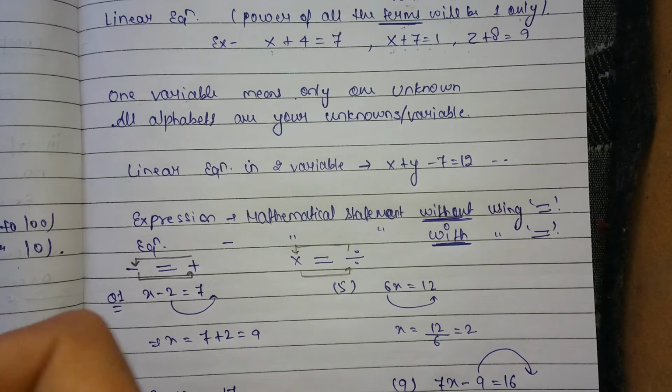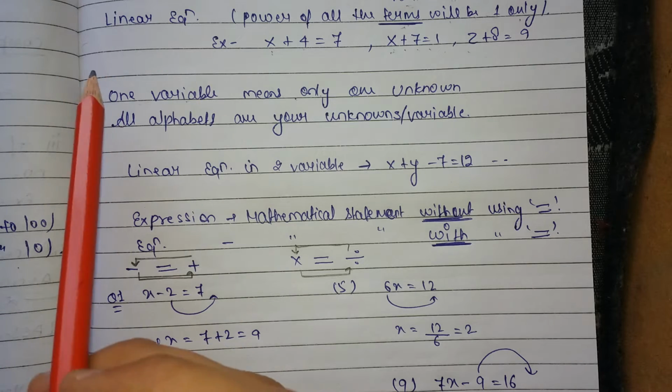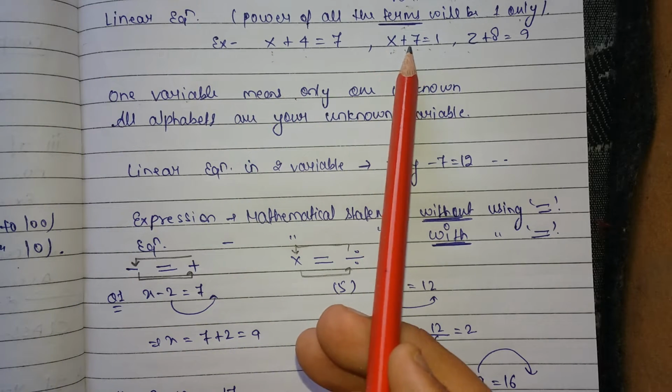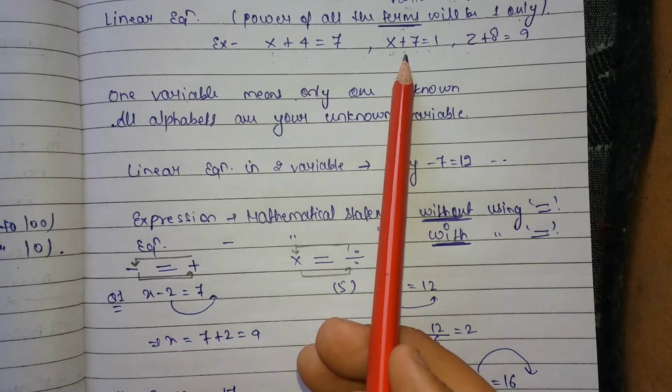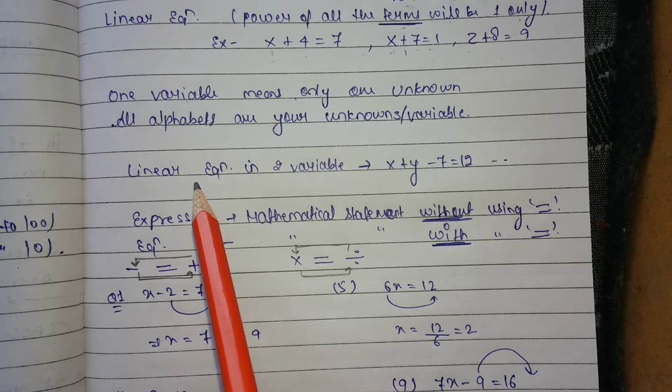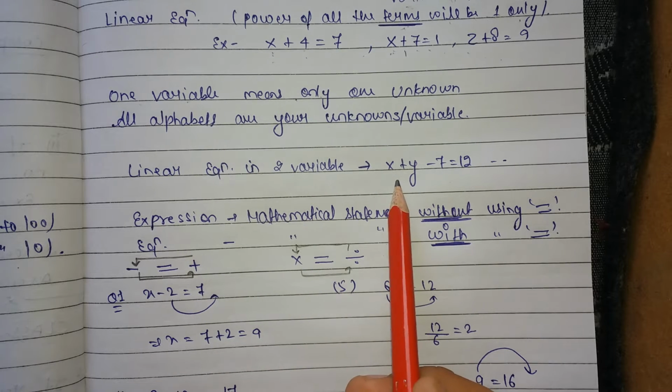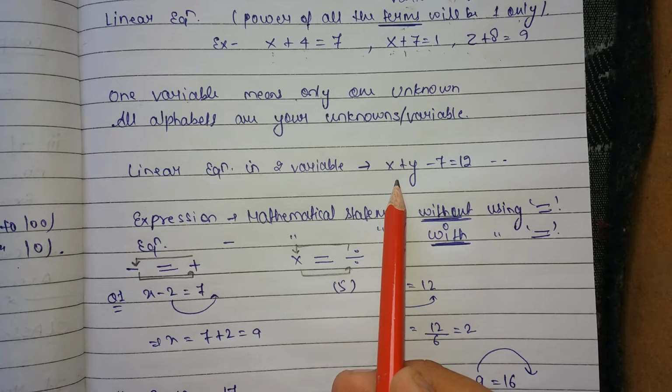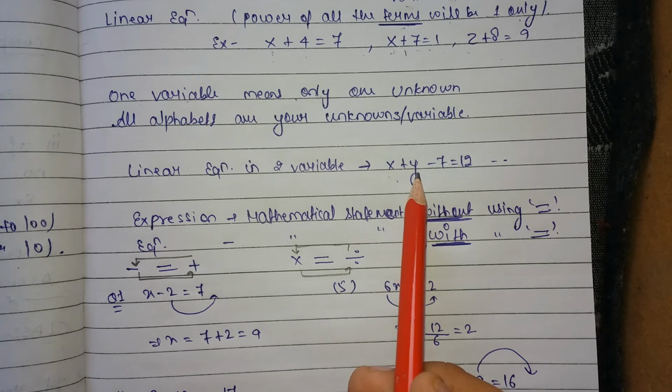So if in the given equation there is only one unknown, or you are given only one alphabet, that is a linear equation in one variable. So all these examples are linear equations in one variable. If I talk about linear equations in two variables, then the number of unknowns will be 2.